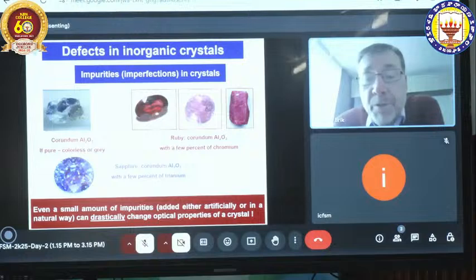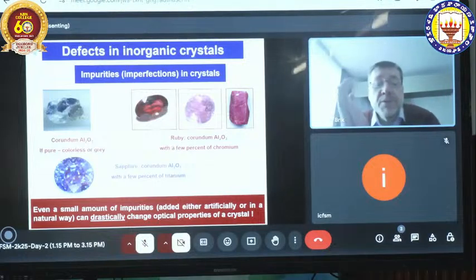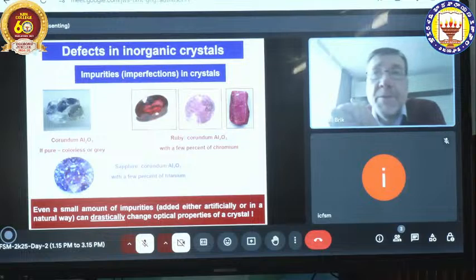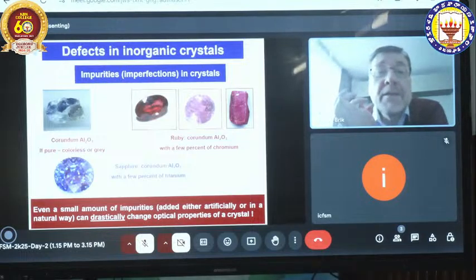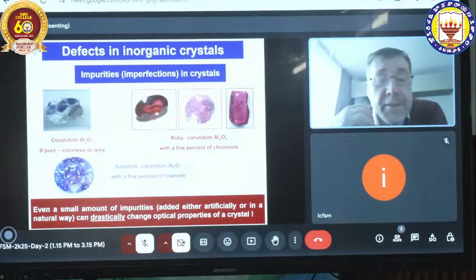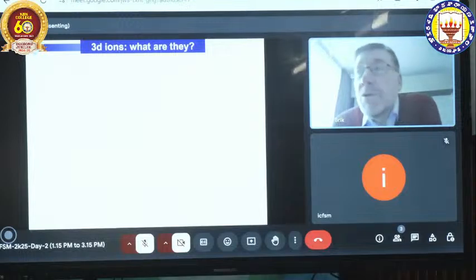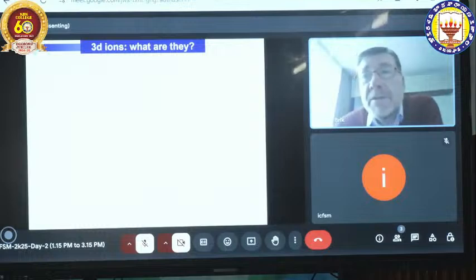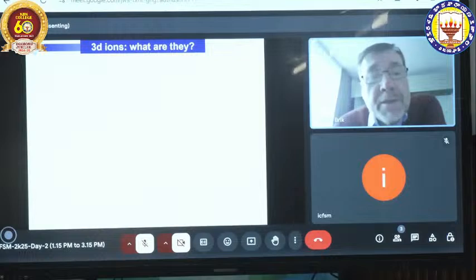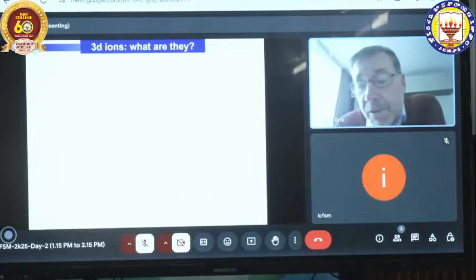So the key point here is that even a small amount of those impurity ions, as I mentioned, maybe 1%, maybe even 0.5%, can significantly or even drastically modify the optical properties of a crystal. So when we speak about those chemical elements which can be introduced into crystalline solids, they are basically either transition metal or 3D ions, or so-called 4F ions or ions of rare earth elements.